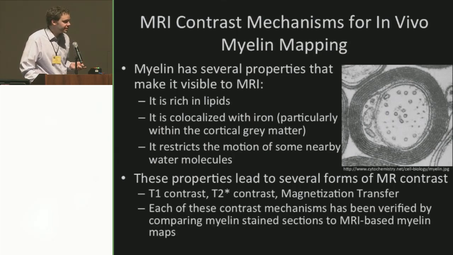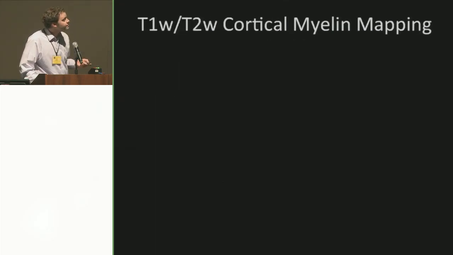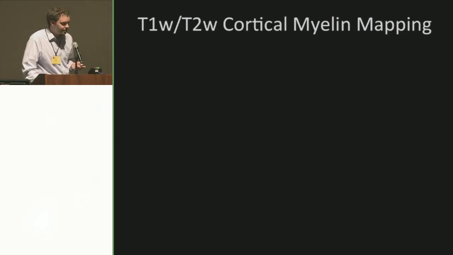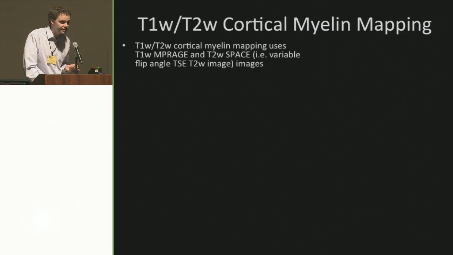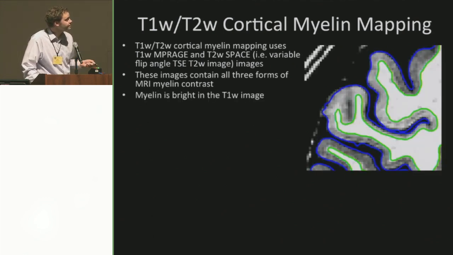Each of these contrast mechanisms has been verified by taking a brain, scanning it, and then sectioning it and staining it for myelin, and seeing that similar slices, histologically and in MRI, show the same patterns. Those are some examples of studies that have done that. So the approach we use in the HCP is T1 over T2 cortical myelin mapping. We use a T1-weighted MPRAGE and a T2 SPACE sequence, and these images contain all three forms of myelin MRI contrast.